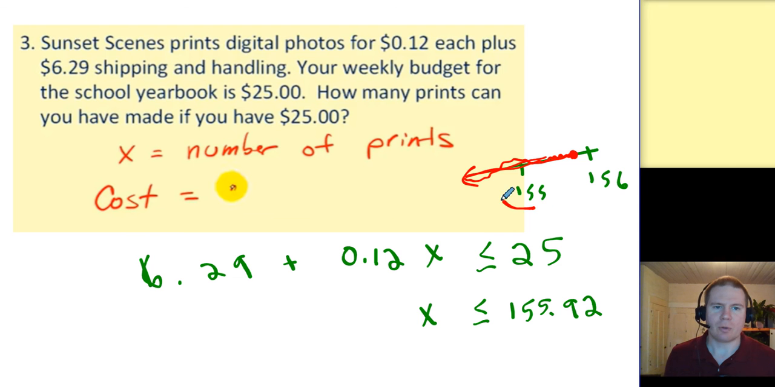There you go. Well, 156 is greater than. So 155 is the most she can make, right? She could get 0 prints if she wants and still be under budget. But if you're trying to get as much as you can with the money you have, 155 is the most number of prints she could buy with the money she has. Right? So even though this was presented as an equation, recognizing it as an inequality helps us to understand why he rounded down instead of rounding up, even though it was closer to 156.